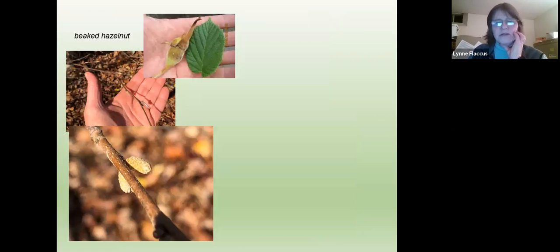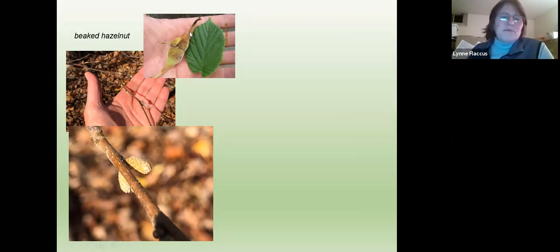So a couple more shrubs. This is one of my favorites. This is a beaked hazelnut. You can probably guess where it gets the beaked hazelnut name from, with these little fruits that they have. So that's the casing for the nut that's inside the main body there. They have these little catkins, which will become next year's leaves or flower parts. Little tiny fuzz on their twigs.